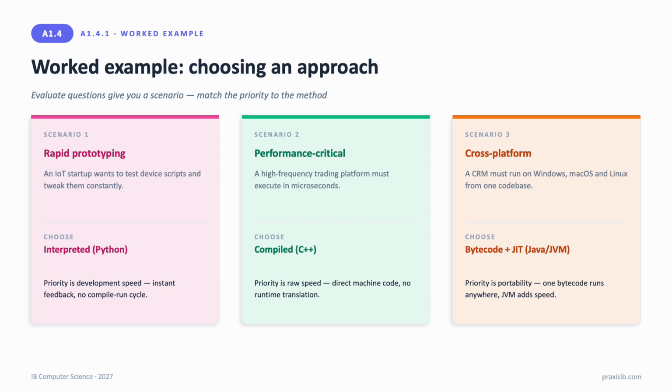So notice the pattern in all three. First, identify the priority. Is it development speed, raw speed, or portability? The right choice then follows naturally. In the exam, state that priority clearly, justify your choice, and finish with a clear conclusion. That is exactly what Evaluate asks for.